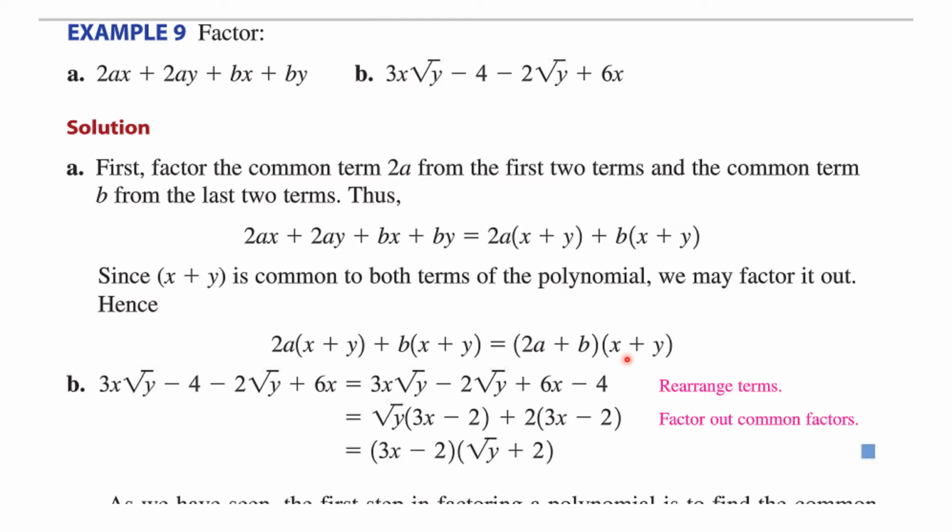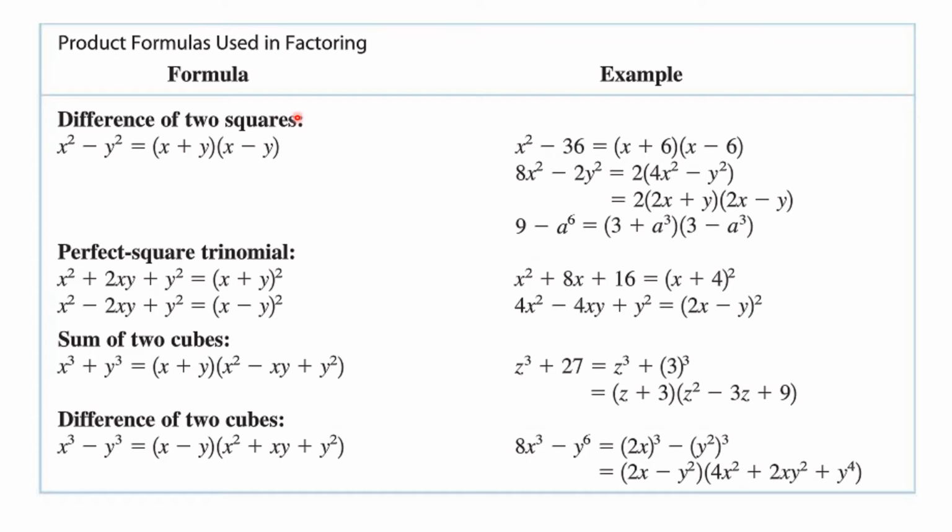Here we have to rearrange terms, but we can rearrange terms, so we're going to factor the square root of y out of these two. We're going to factor 2 out of these two. Both times we're left with this as a remaining factor. So when we factor that common factor out, we have 3x minus 2 times the whole of the square root of y plus 2. And again, these first 3 formulas are in fact just reading the formulas we had in reverse. You use these to factor.